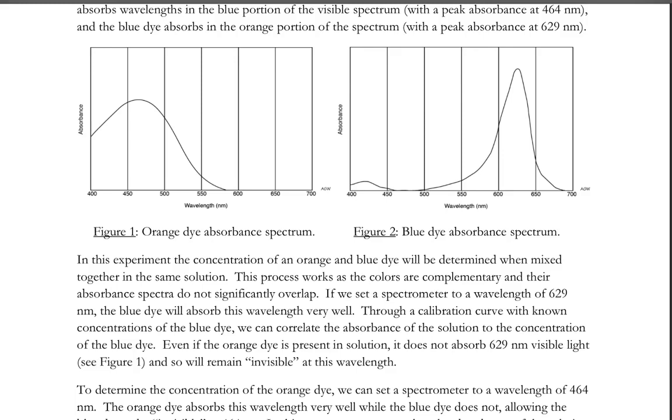So what we do is we set the spectrometer to around 464 nanometers when we're working with the orange dye component of our mixture, and we determine the absorbance of our unknown dye, and from that we determine its concentration. Then we set the spectrometer to around 629 nanometers. We determine the absorbance for the blue dye component of our mixture there, the unknown. We go from absorbance to concentration, and then we have the concentration of the blue part.